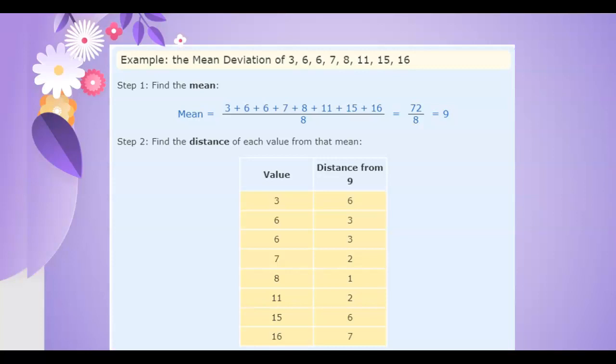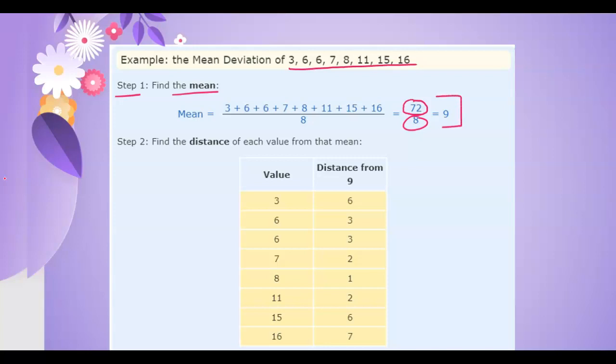Okay, let's figure this out now. If we got to find the mean absolute deviation of a data set, here is our data set: 3, 6, 6, 7, 8, 11, 15, and 16. Our very first step is to find the mean of the whole data set. So we're going to add those together. When we add all those numbers together, we get 72. And we added 8 numbers together. 1, 2, 3, 4, 5, 6, 7, 8. We're going to divide that by 8. And our mean or average of the whole data set is 9.